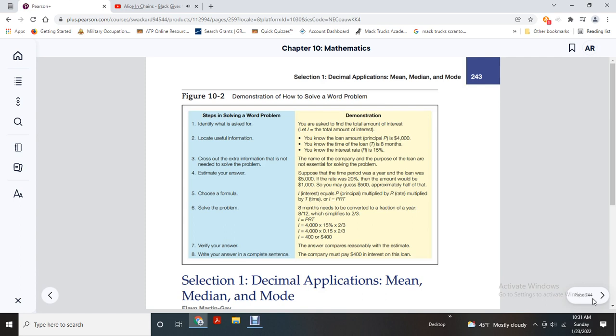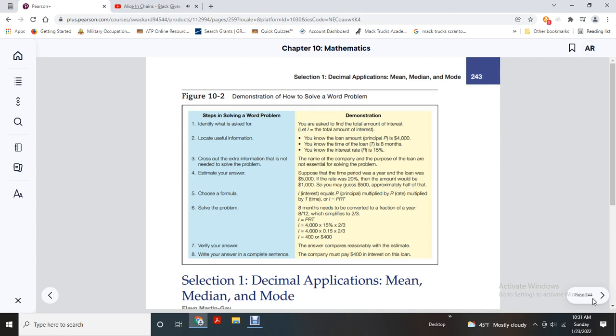Locate the useful information. You know the loan amount. Let this be P, the principal, of $4,000. You know the time of the loan, T, is 8 months. You know the interest rate is 15%. Cross out extra information not really needed to solve. The name of the company and the purpose for the loan are not essential to solving the problem.